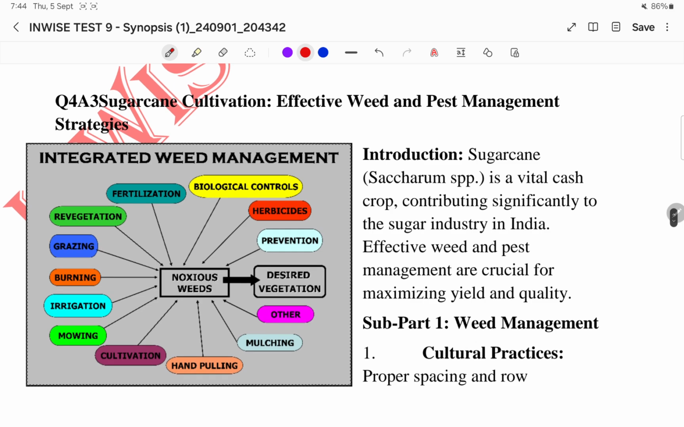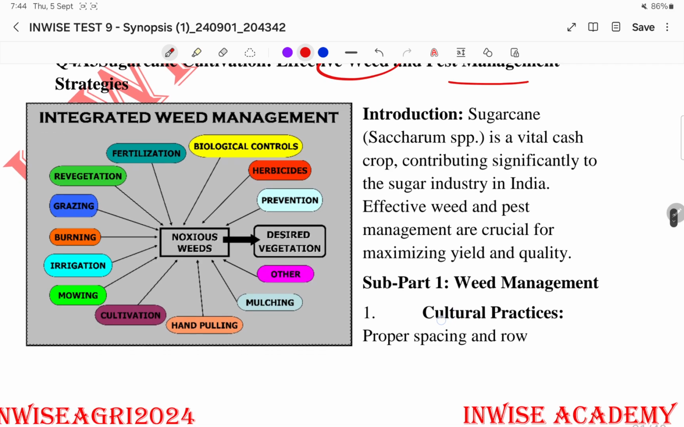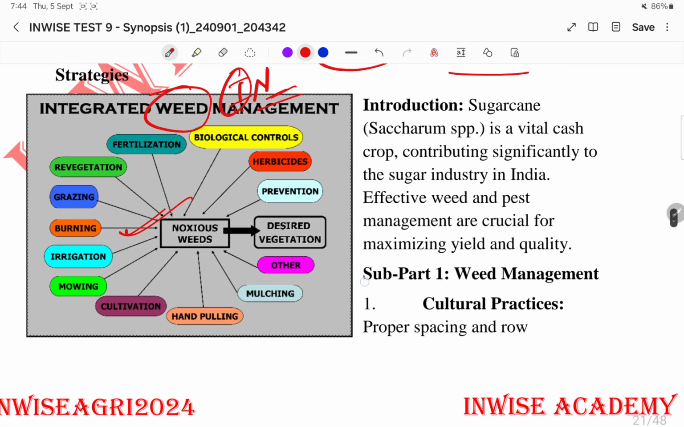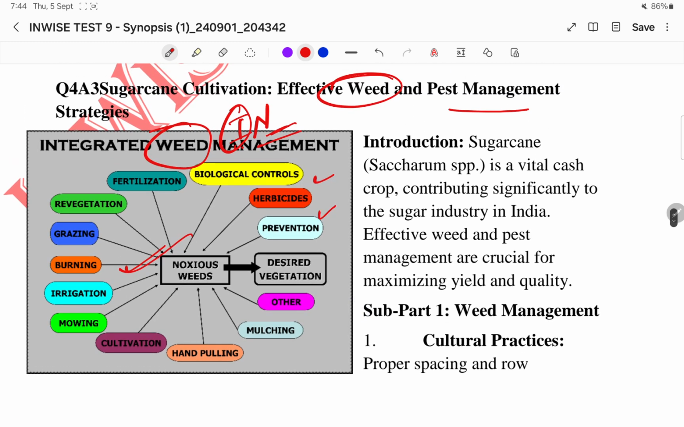Fine. Okay. So next come to weed and pest management, right? If at all they're asking nutrient, or even weed, or even pest, you just mention integrated, like integrated nutrient management, integrated pest management, integrated weed management, etc. So this is the weed management actually. Like herbicide, prevention, integrated method, desired vegetation, then mulching, hand pulling, burning, grazing, revegetation, fertilization, mowing, cultivation.